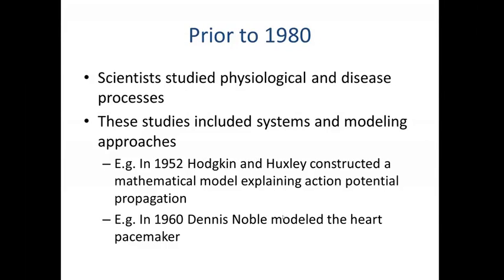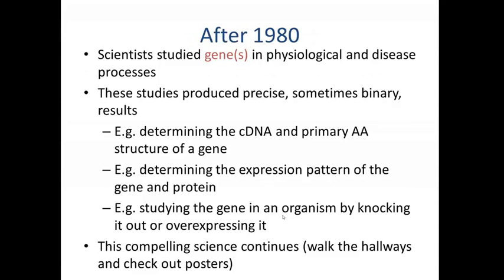Prior to 1980, scientists really focused on studying physiology and disease processes. And that included systems approaches and modeling approaches. For example, Hodgkin and Huxley constructed a mathematical model explaining the action potential propagation. Or Denis Noble modeled the heart pacemaker in 1960.